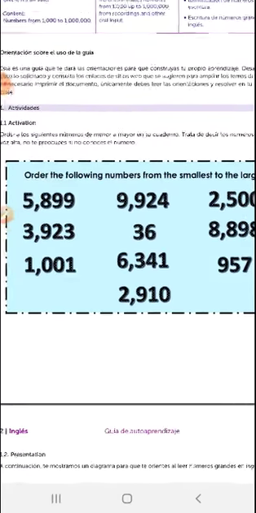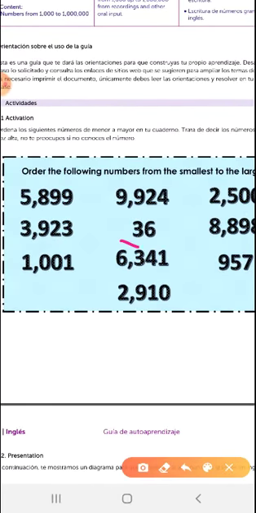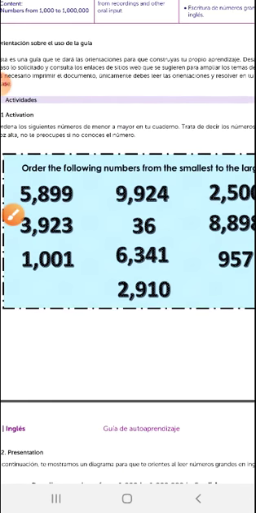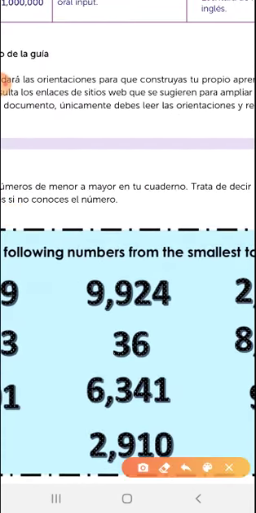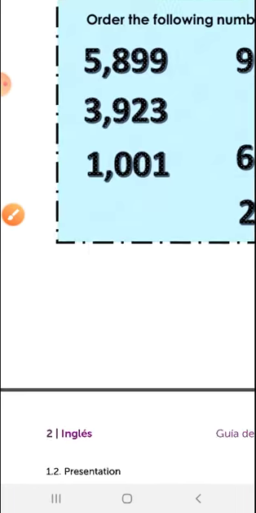Okay, in this case you have to order, okay? From the smallest to the largest, okay? Del menor al mayor in your notebook, okay? So the smallest number is 36 and the largest number is 9,924, okay? So you have to order the following numbers from the smallest to the largest in your notebook, okay?